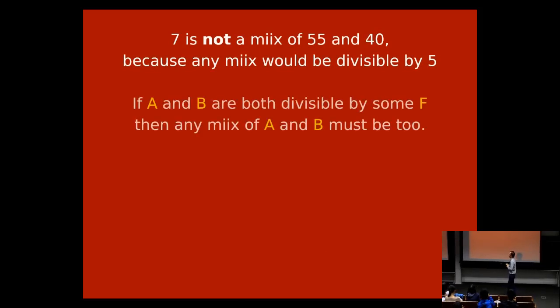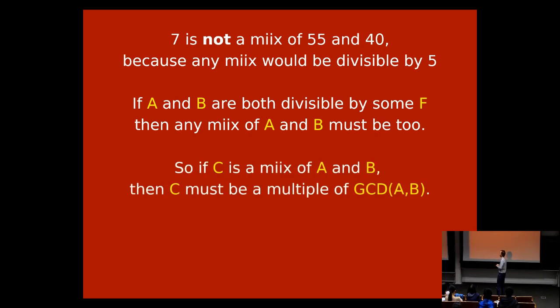Actually, let's take a look at this statement again a little bit more carefully. In general, if you have two numbers A and B, and both are divisible by some number F, then any mix of them will also be divisible by F, because it doesn't matter how you combine them, the thing is going to be divisible by F. So, in particular, even the greatest common divisor of A and B will have to appear in any mix of A and B. So if you have a mix of A and B, it has to be a multiple of the greatest common divisor.